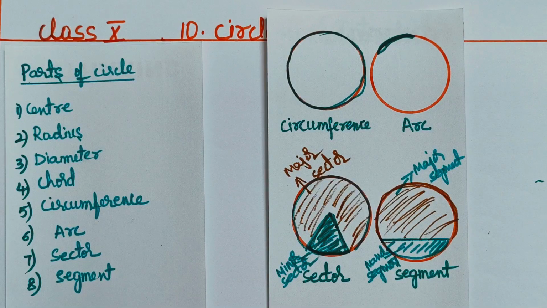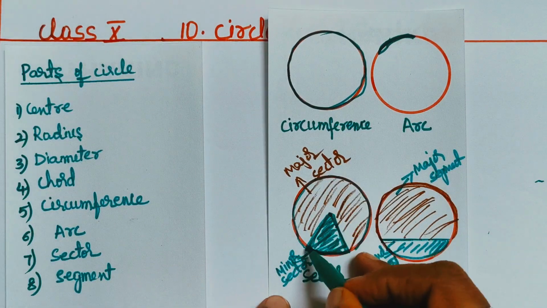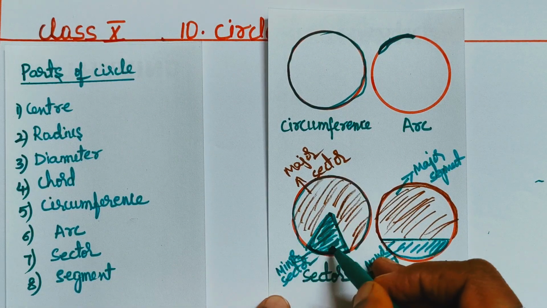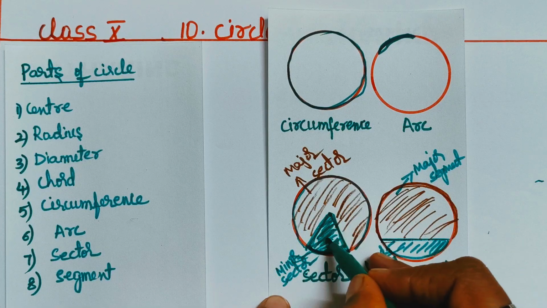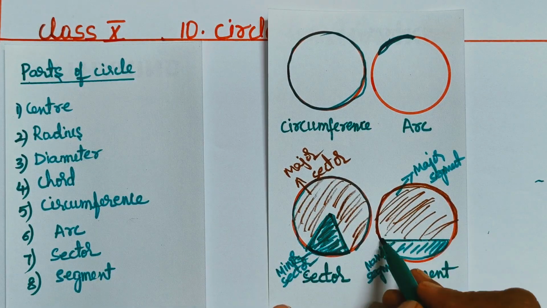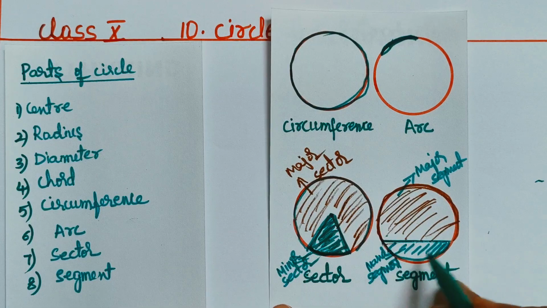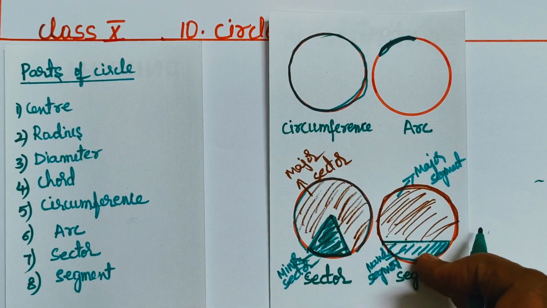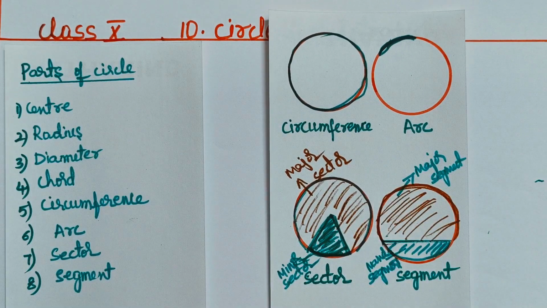This is very important in this lesson. Two radii, the middle, and the arc: this region is called a sector. This is a minor sector, and the outside is a major sector. Next, chord and arc: this region is called a segment. This is a minor segment. This is a major segment.